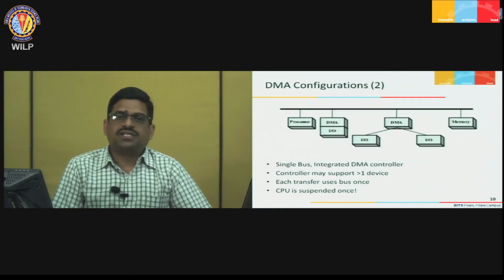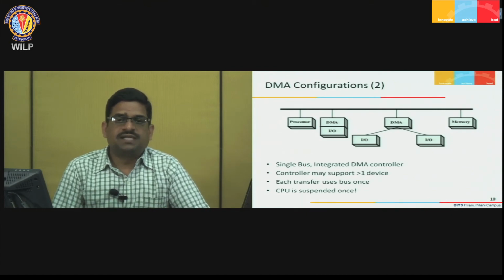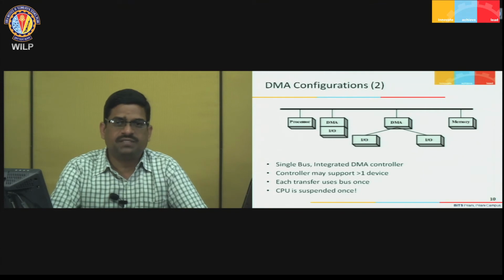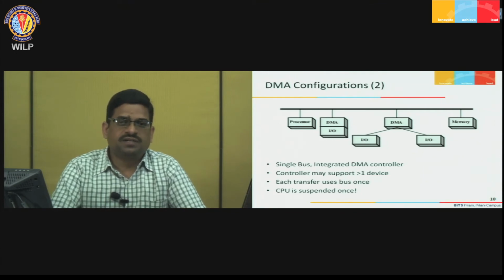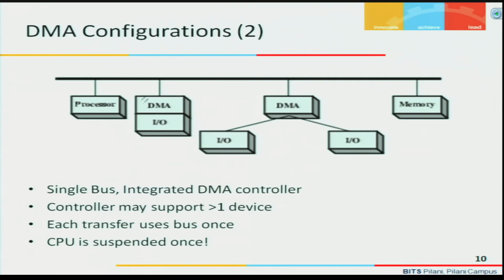The second configuration uses a single bus, and the DMA controller is integrated with the IO device. The DMA controller can be separate, as in the previous configuration, and in this configuration it can be integrated with the IO device as well. One DMA controller can also work for more than one IO device, like an IO module. Here the DMA is integrated with the IO and can support one or more than one device.